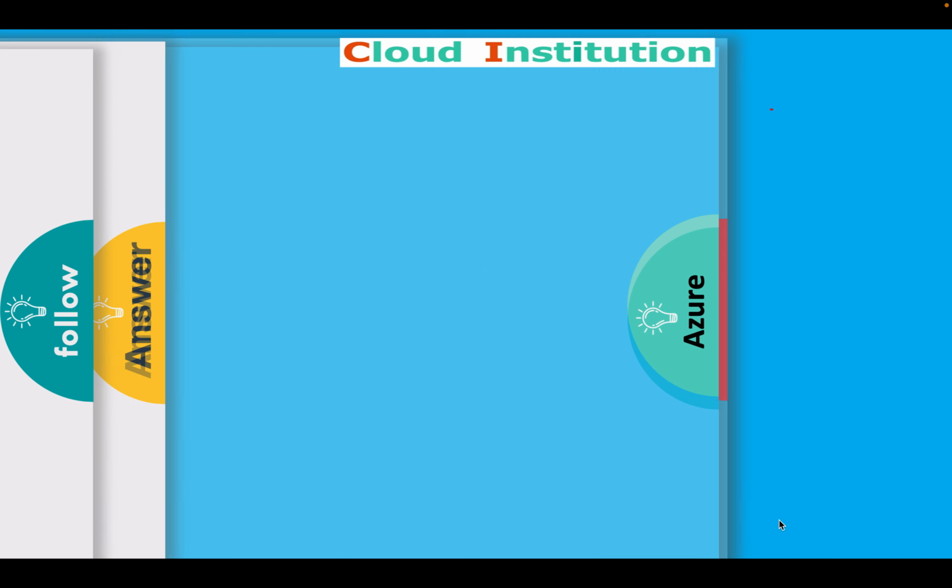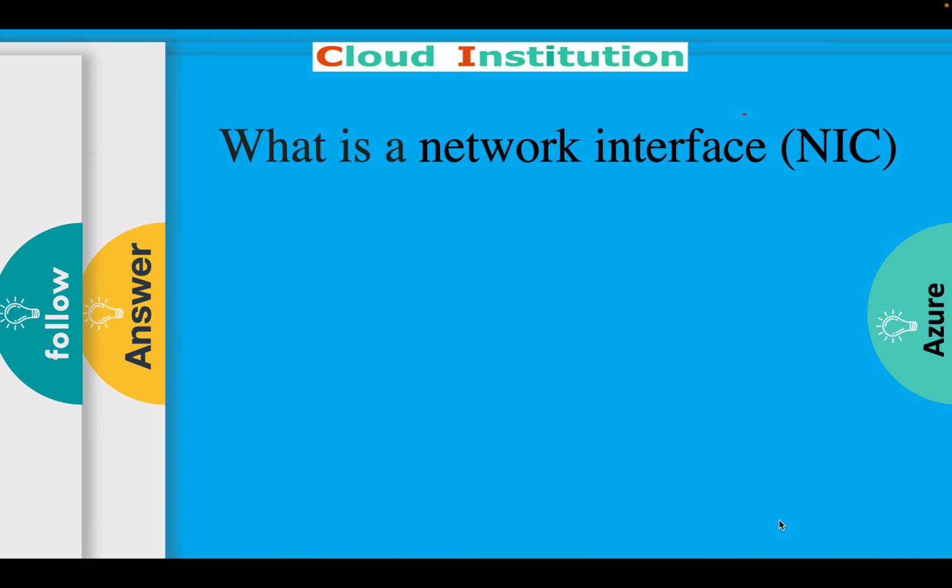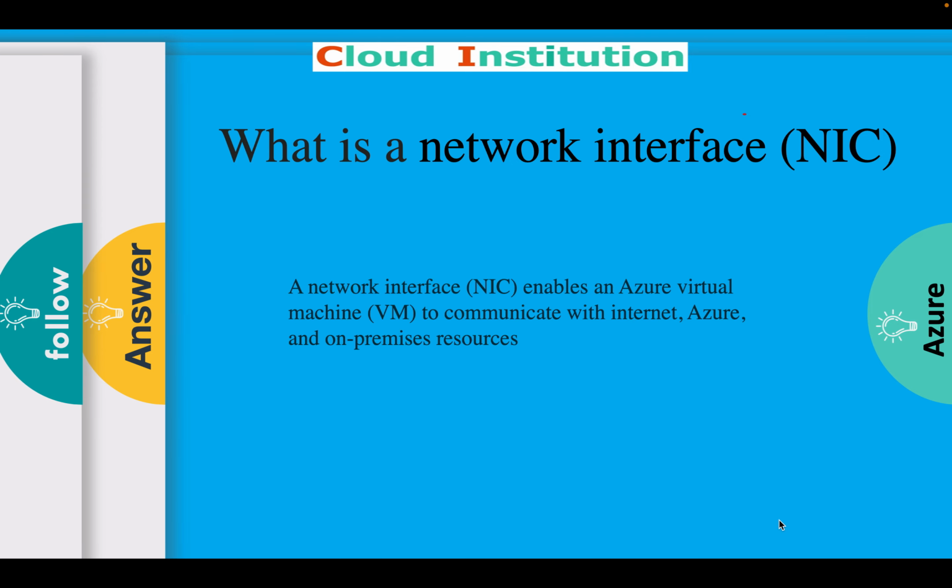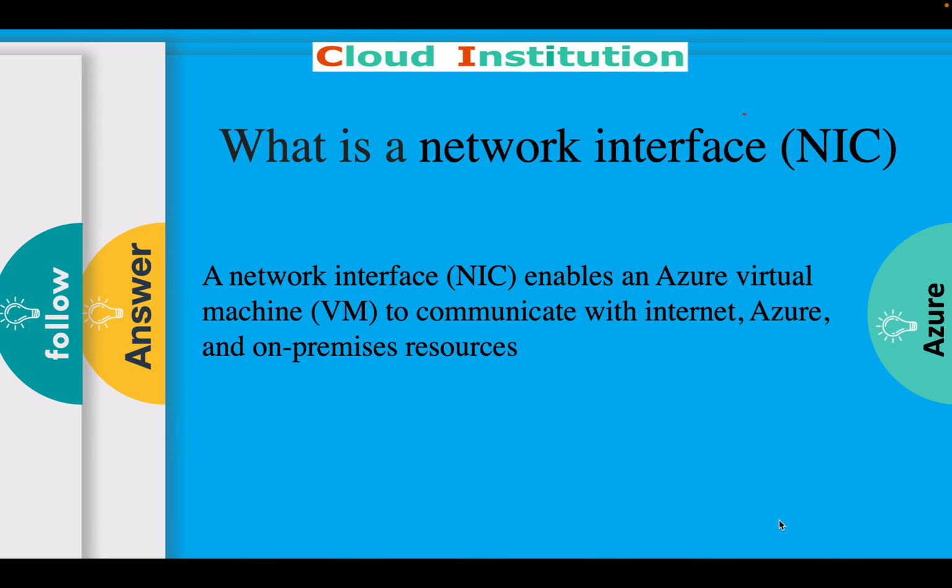Okay, so now if you go back and see what a network interface is: the network interface is called a NIC in Azure, and that enables an Azure virtual machine, which is a VM, to communicate with the internet, Azure, and on-premises resources. If you want to communicate with any kind of resources, you have to have a minimum of one NIC. So if you're creating a virtual machine, you should have a minimum of one virtual network interface, which is a NIC, attached by default.